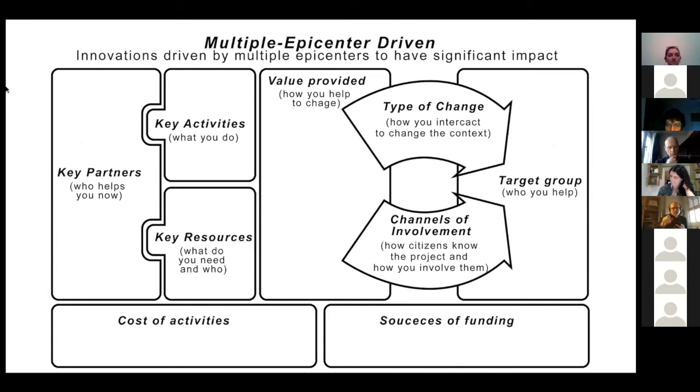Now we propose you to do an exercise with us. Try to describe through the model canvas that we propose a strategic action that you want to do in your network. Later we discuss together about it. Any question about this? It all looks very clear.